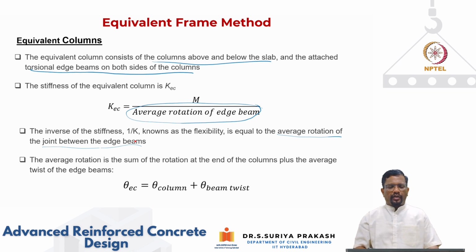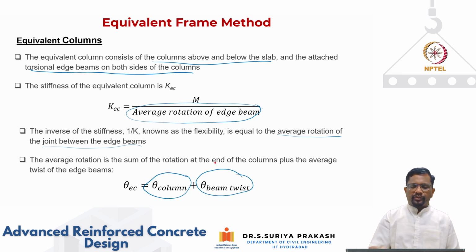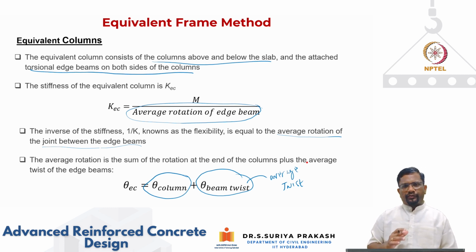Okay, so in other words, what is the average rotation of your equivalent column? It is the rotation of the column itself plus the average beam twisting that is happening. This is an average twist, like what we said. At the end, it is going to twist more, so you take an average twist. So this is the basic concept of determining the equivalent stiffness of your column.